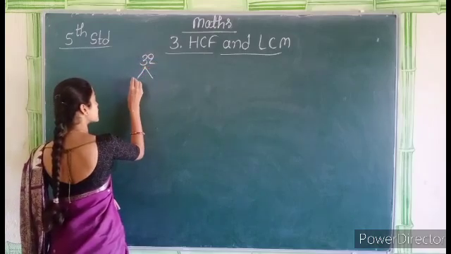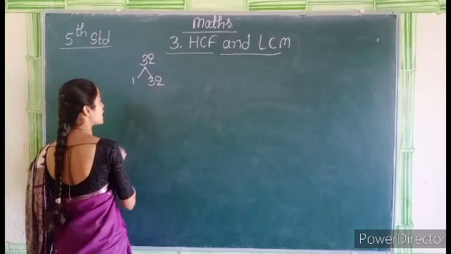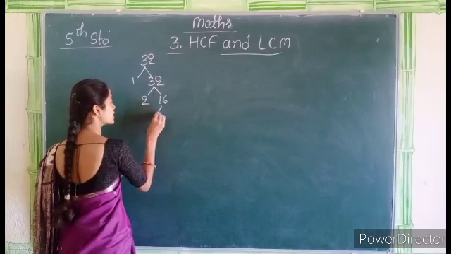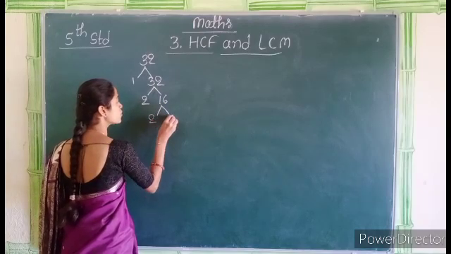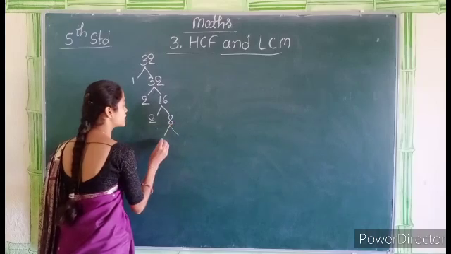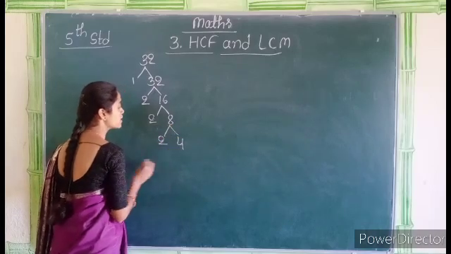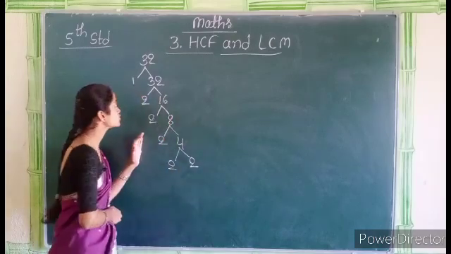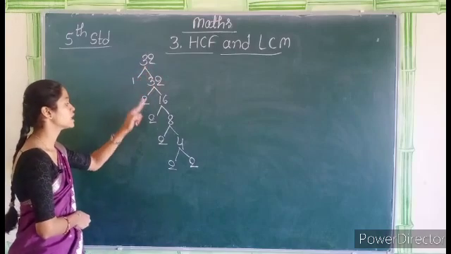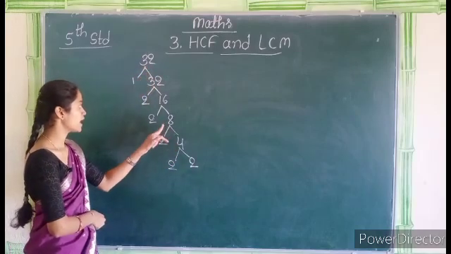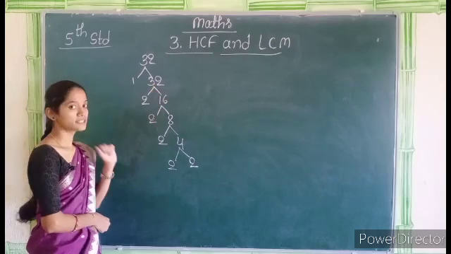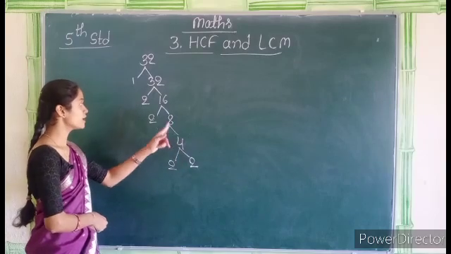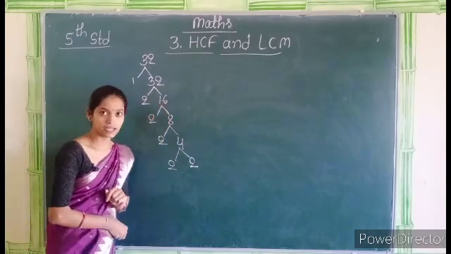32 can be represented as 1 into 32, and this 32 as 2 into 16, and 16 can be written as 2 into 8, and this 8 can be written as 2 into 4, then this 4 can be 2 into 2. And here the factors of 32 are 1, 2, 4, 8, 16 and 32. Factors of 32 are 1, 2, 4, 8, 16 and 32.